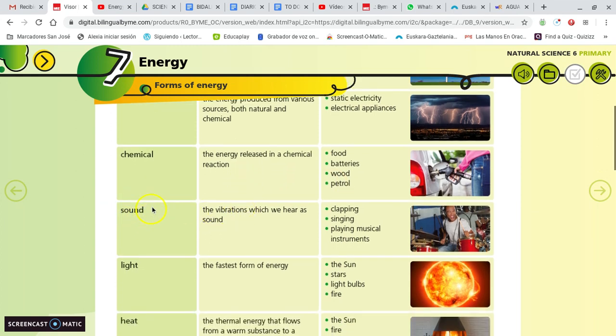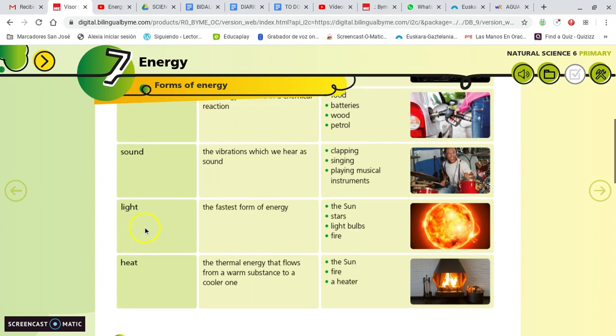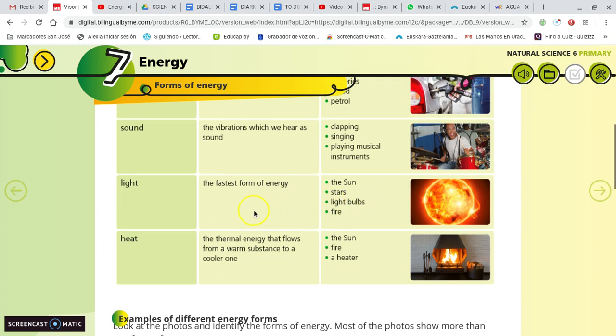Sound is a type of energy, and it's the vibrations, right? And light is another form of energy. We know what light is. We have to know that it is the fastest form of energy in the universe. Some light comes from natural objects, the sun, the stars, and some of it comes from light bulbs and things like that.